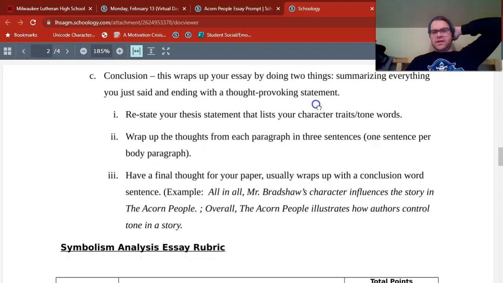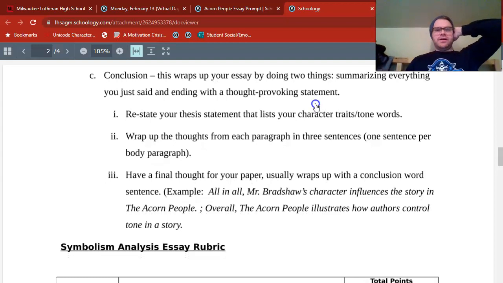Then lastly, your essay is going to have a conclusion paragraph. Conclusions do 2 things. As a reminder, they summarize everything from your body. They also end with some kind of final thought, a thought-provoking statement. It'll restate your thesis first, then wrap up the thoughts in 3 sentences. You'll have 1 per body paragraph. Then lastly, a final thought. So mine, for instance, for Mr. Bradshaw might say something like, all in all, Mr. Bradshaw's character influences the story in the Acorn People.